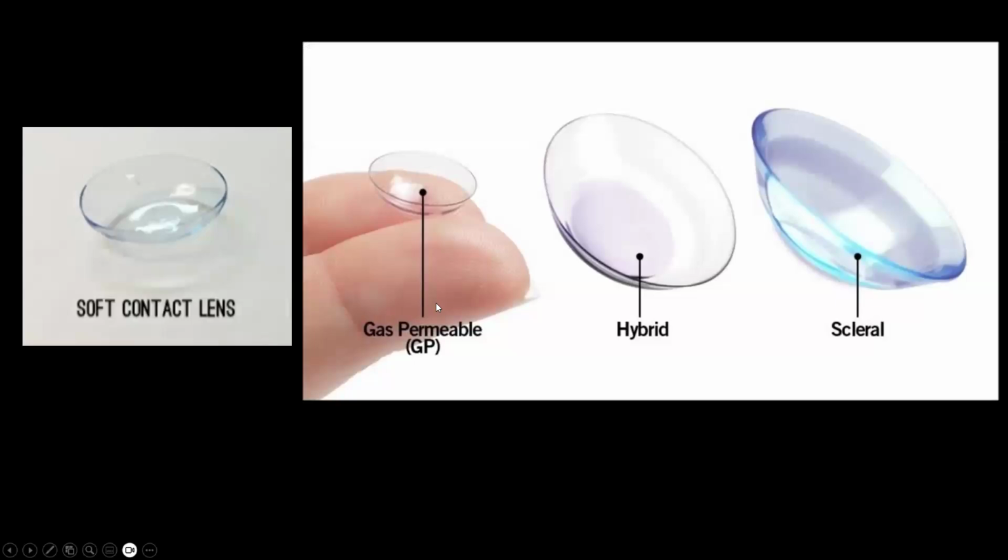If you look at this picture, the first one is very small in comparison to the other lenses you can see. So the first one is RGP. Why is it small? It's small because it takes the shape of the cornea. It sits exactly on the cornea, so it has to be small. It has to fit on the cornea only.